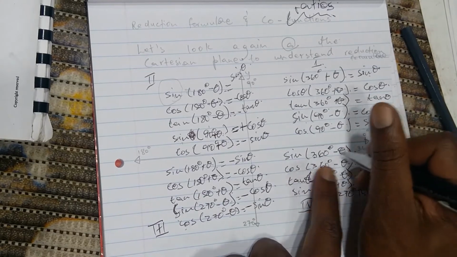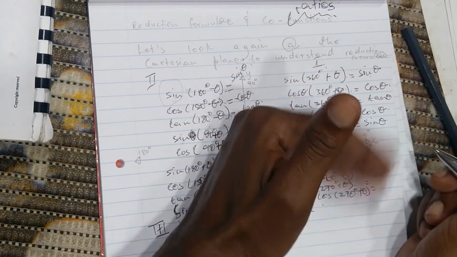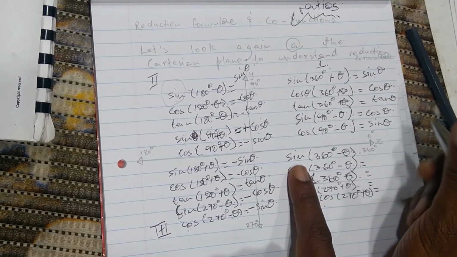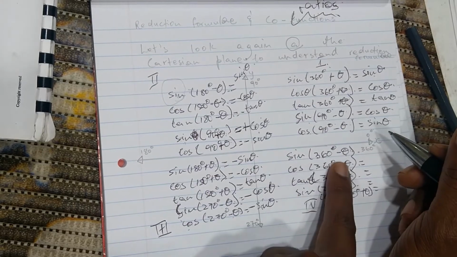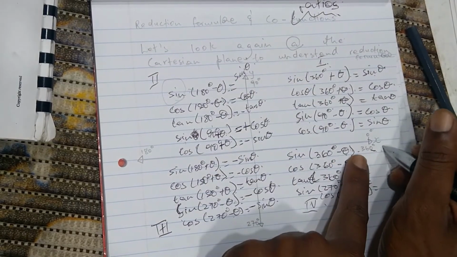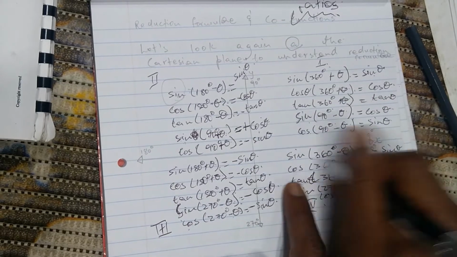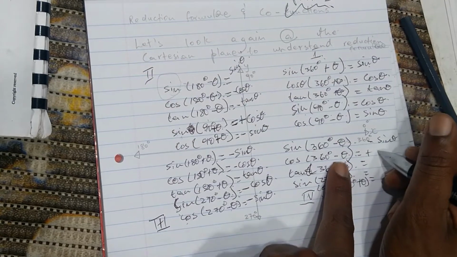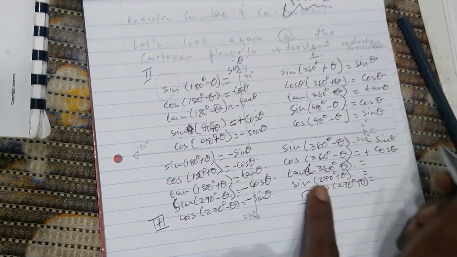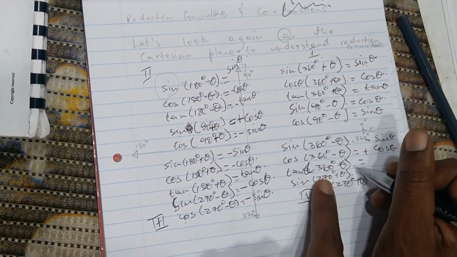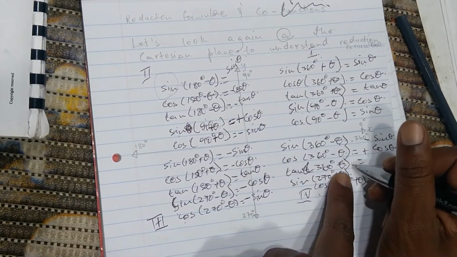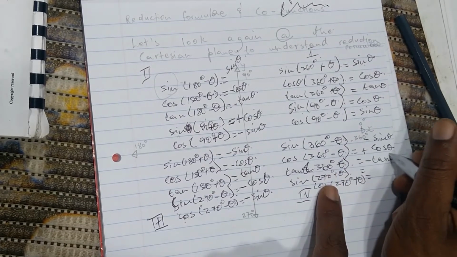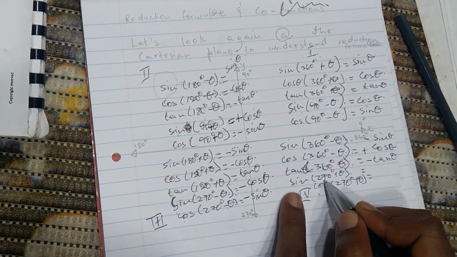So here, if we have a look at sine of this, the 360 has no effect. So how is sine in this quadrant? It's negative, so it's minus sine theta. And then the cos, how is cos in this quadrant? It is positive, so that becomes cos theta. And then the tangent of 360 degrees minus theta, how is tan in that quadrant? It is negative, so negative tan theta.